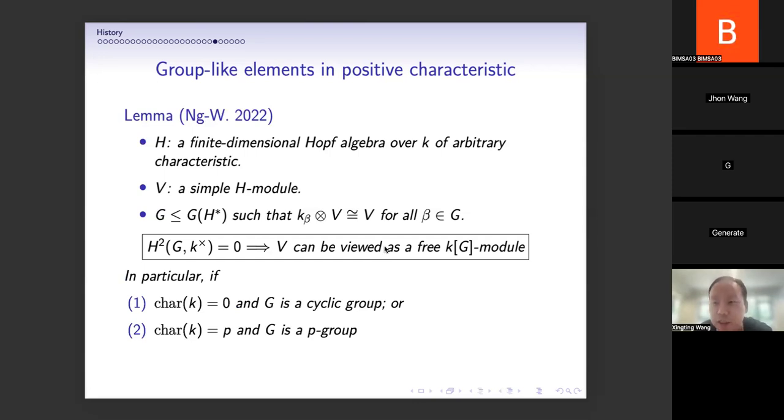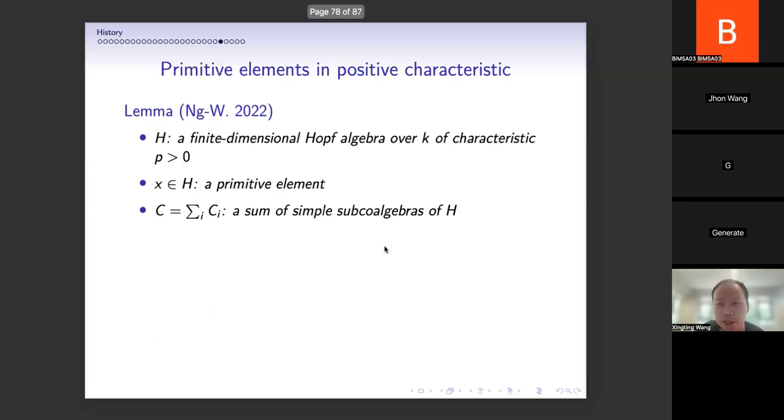And the vanishing of the group cohomology happens in the following two cases, both of which are used. Characteristic 0 is well known. The characteristic P case is new, it's what we began with in this work. So if G is a cyclic group, the H2 vanishes. And by a similar argument, we can show that if G is a P-group, in characteristic P, that also vanishes. So case 2 is what we rarely used here. And being a free module means the dimension of a simple module has to be a multiple of the order of G. So if G is bigger, then the simple dimension is bigger, and then we almost know all the simple modules of H. That's the basic idea of how to approach the classification.